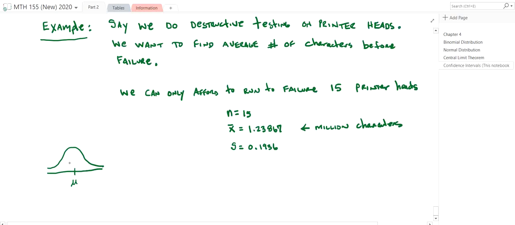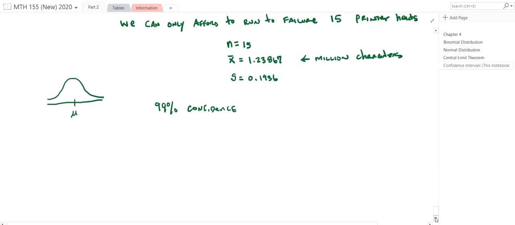So our sample could end up somewhere on this side, somewhere on this side of the mean. It's hard to say where it is. But we're going to set up a 99% confidence interval. So this is a little higher than what we did before. A 99% confidence interval estimate of our mean.